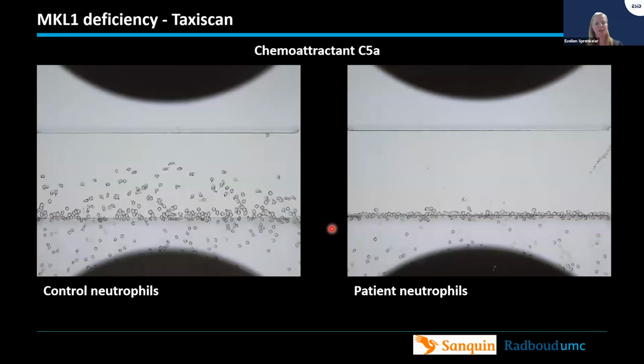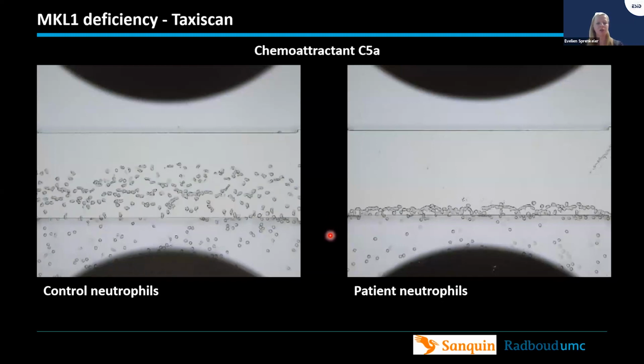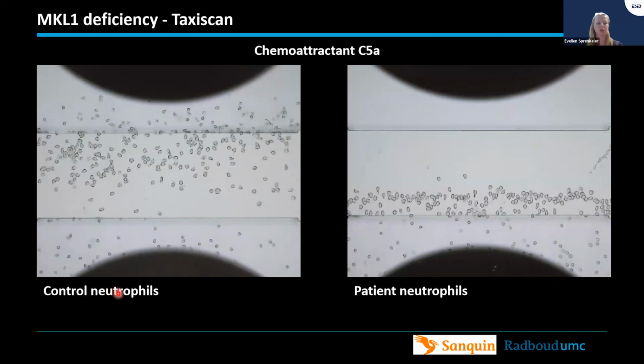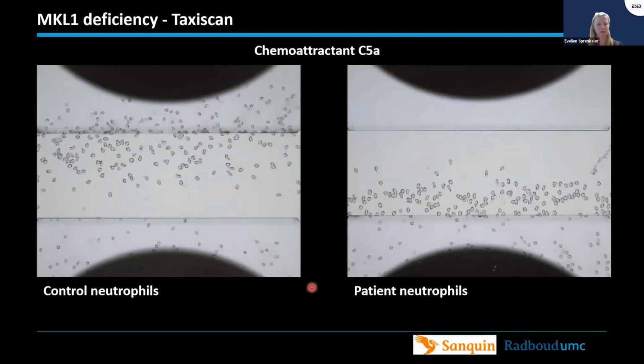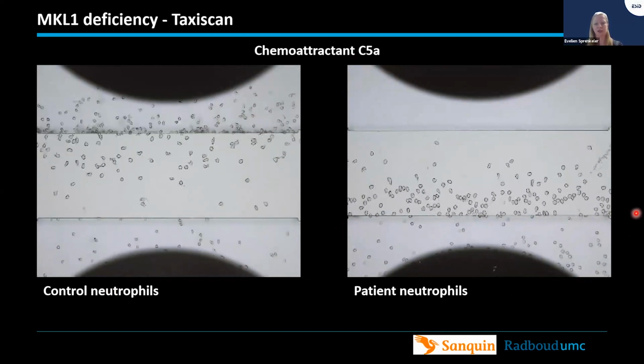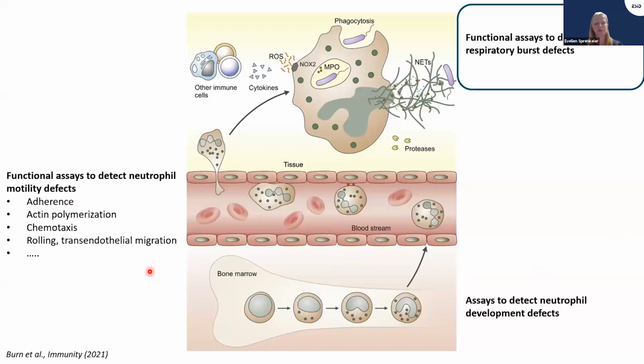We can also visualize this with a TAXIScan analysis. Here neutrophils are moving towards a chemoattractant on the top side. And you can see in the control condition, this is nicely and efficiently done. However, the patient neutrophils are not efficiently going towards the other side. Next to that, neutrophils need to get out of the bloodstream into the tissue. Once they're in the tissue, they of course need to kill the pathogen they encounter. And one of the ways they do that is by producing reactive oxygen species.